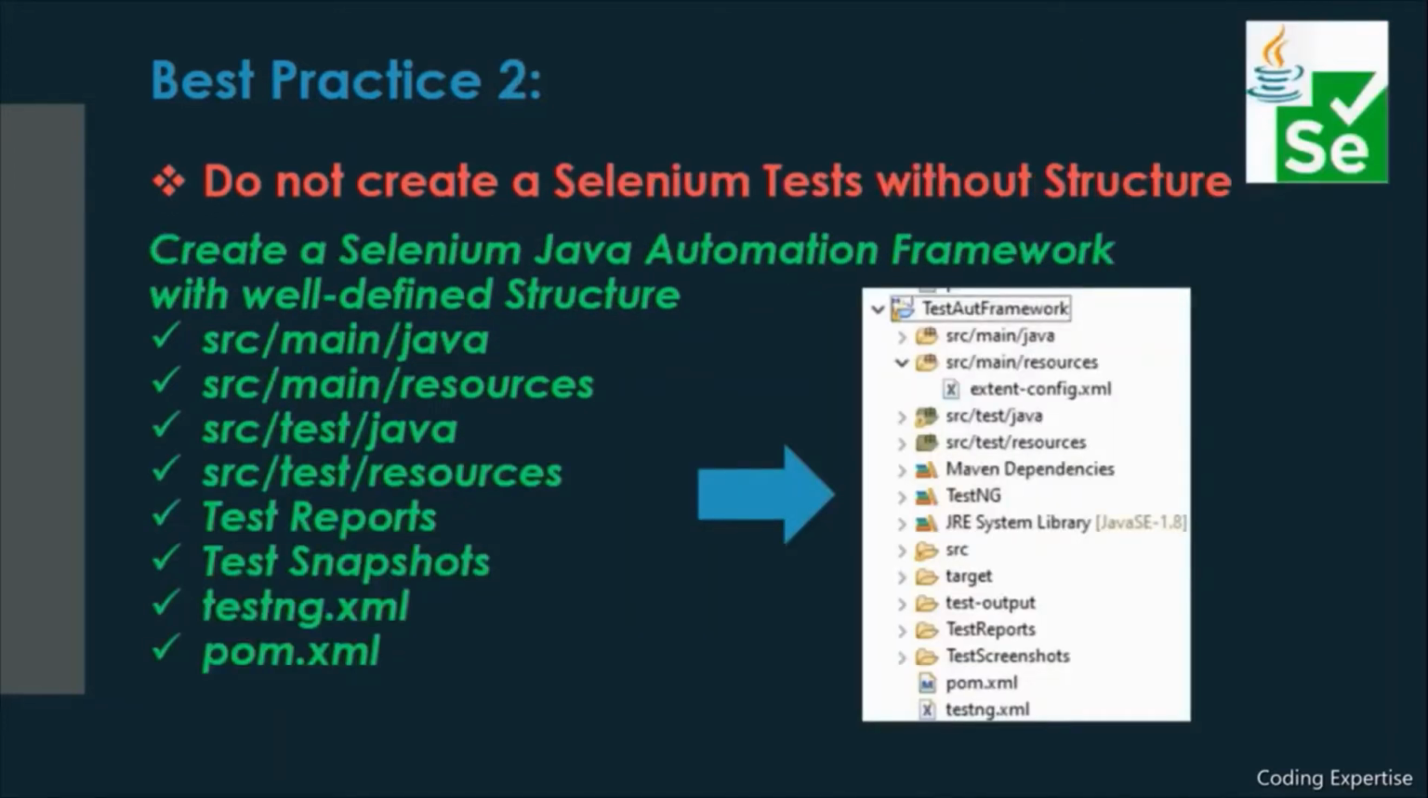The second one: create a test framework with a well-defined structure. I mean, with the source folders src/main/java, src/main/resources, src/test/java, src/test/resources, and also with the test reports, test snapshots, testng.xml file, and pom.xml file. To understand more about it, you can refer to my already posted videos, that is, the Selenium Automation Framework videos, part 1 to part 5. Let's move on.